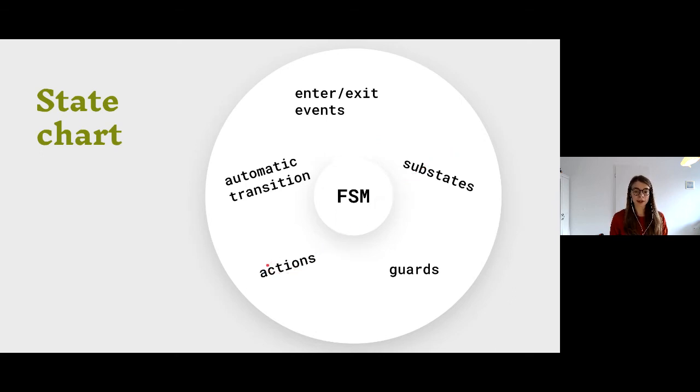Actions are side effects that you want to trigger when you enter a particular state, or guards. Guards are conditions that you can specify for a transition to happen. For example, if the condition is not true, then your machine cannot transition to a particular state. But we're not going to use automatic transition, substates, guards. The only thing I will be using in the example is enter event and also actions.